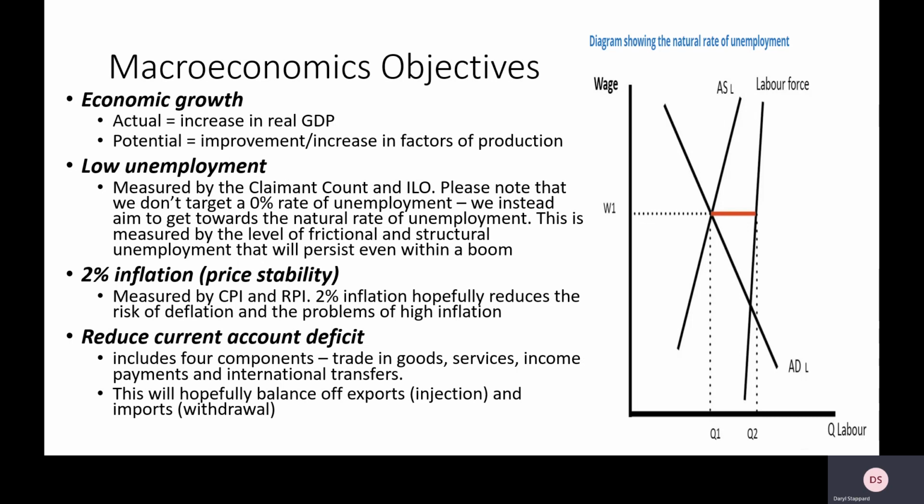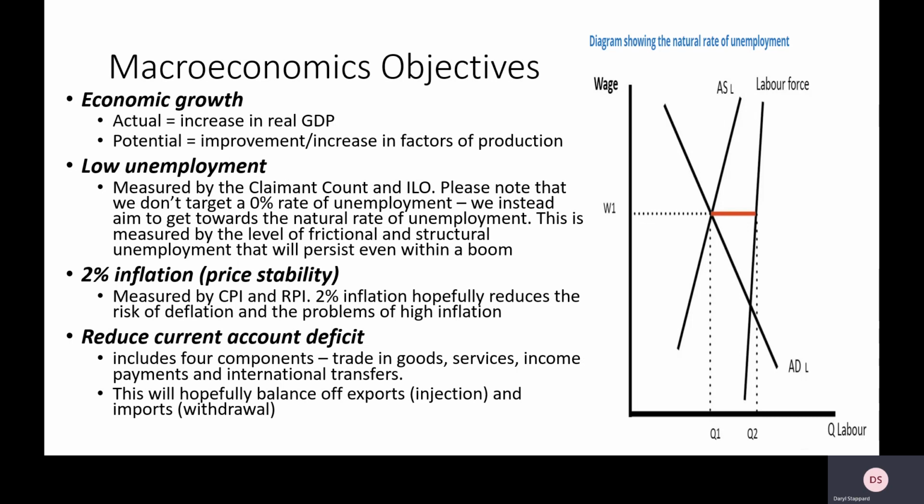Another key target is to achieve 2% inflation. Here we're aiming for price stability. We should remember that inflation is measured mainly through the CPI, which is the consumer price index, but we also have the retail price index.